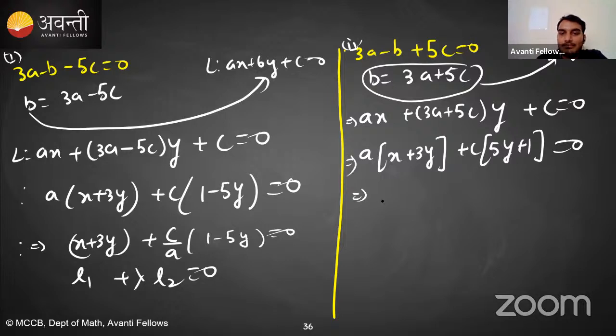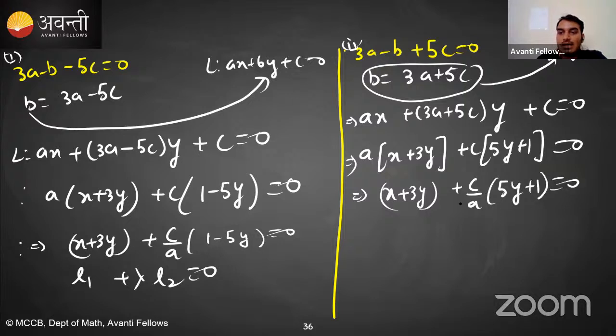Divide by a. So you will get x plus 3y plus c by a times (5y plus 1) is equal to 0. Again, this is nothing but L1 plus lambda times L2 equal to 0, yes or no? c by a is a constant, a parameter, you can call it another parameter lambda. Does not matter, right? So this line also passes through a fixed point, the point of intersection of L1 equal to 0 and L2 equal to 0.